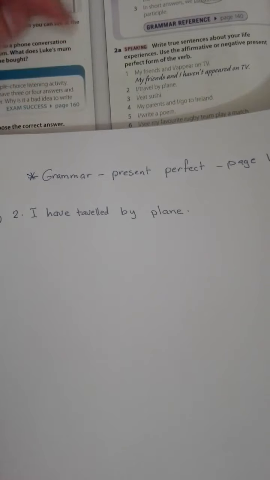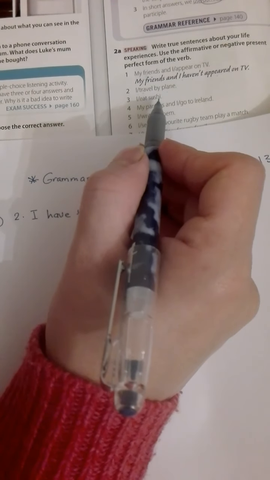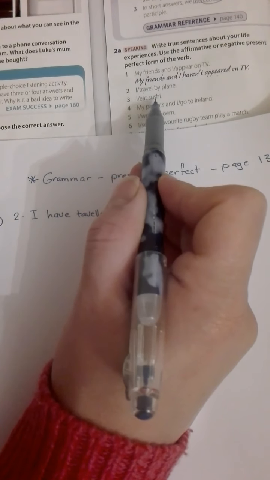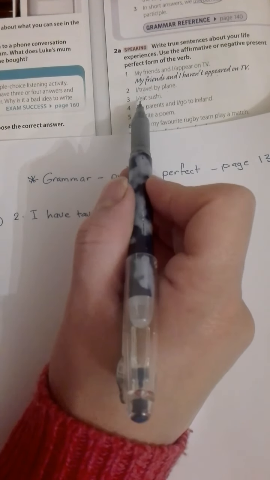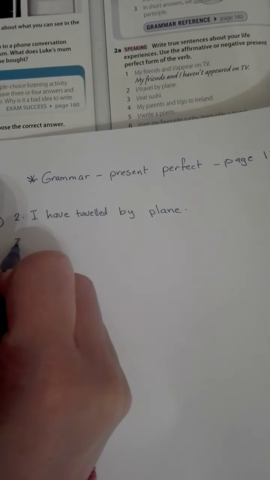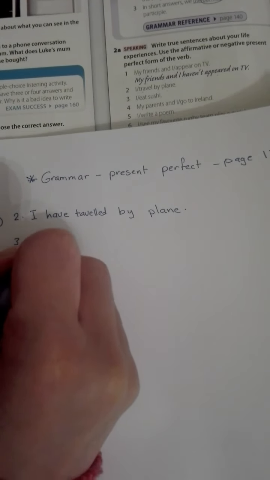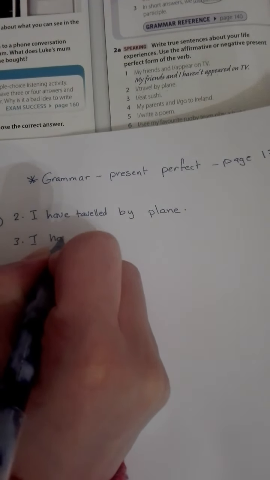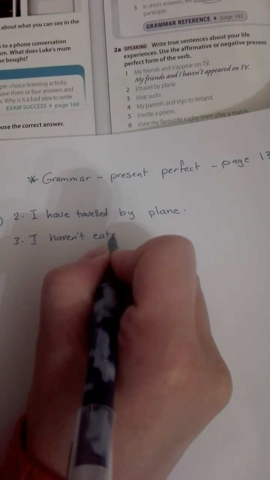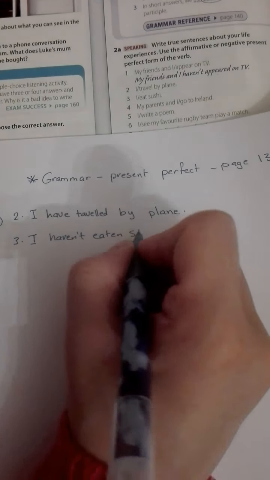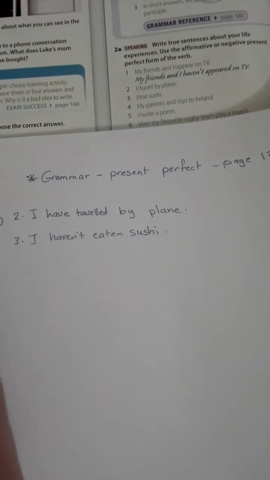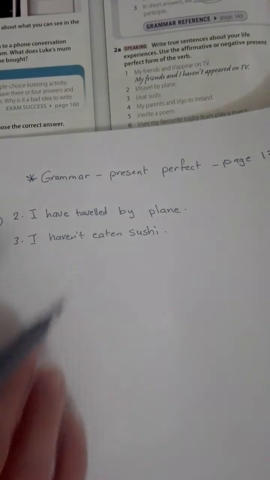What is it? I eat sushi. If you have eaten sushi, you will write I have eaten sushi. But if you didn't, you will write I haven't eaten sushi. For me, I will write I haven't eaten sushi. This is the answer, like this. Now let's go to number 4.